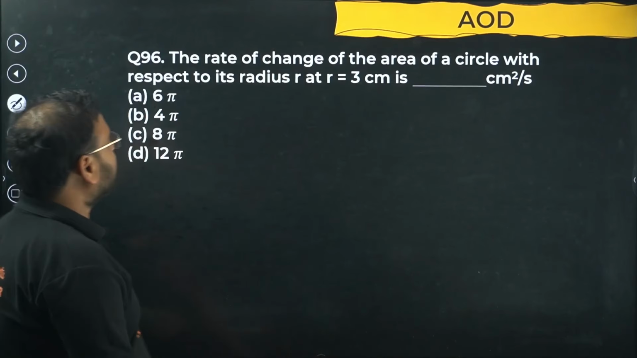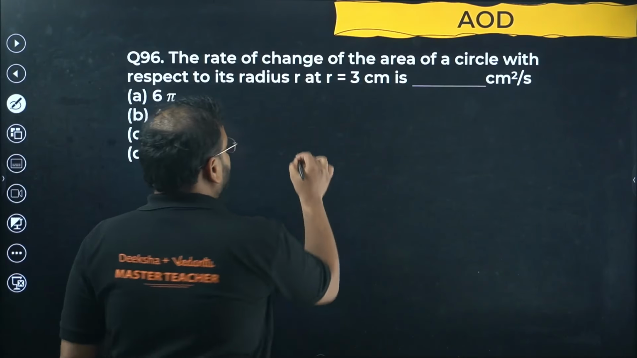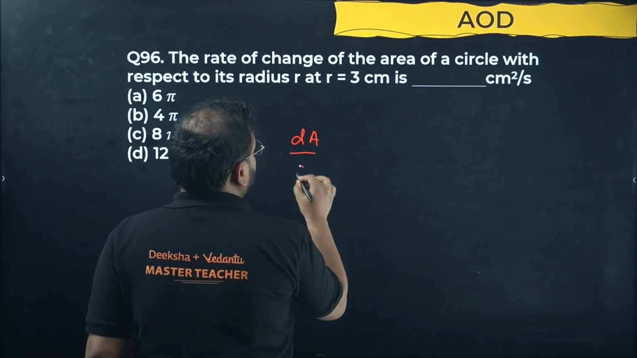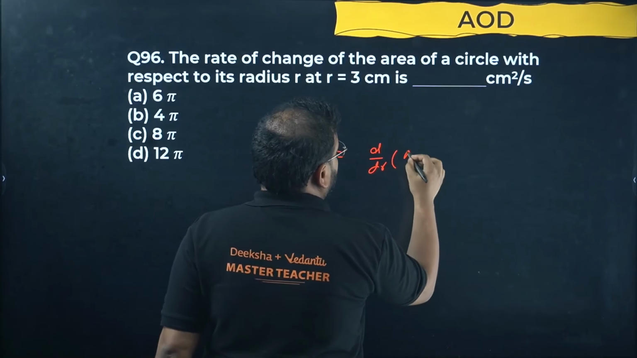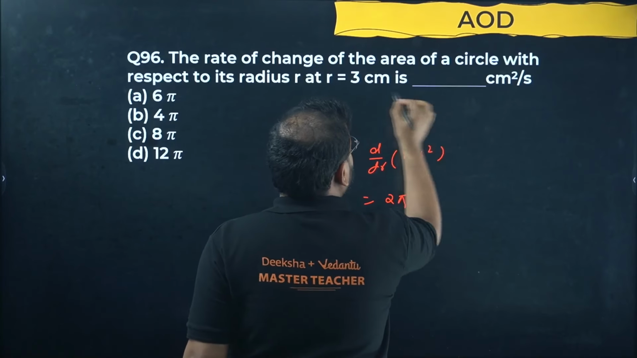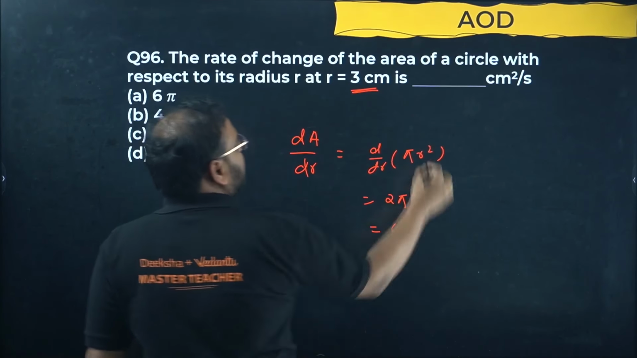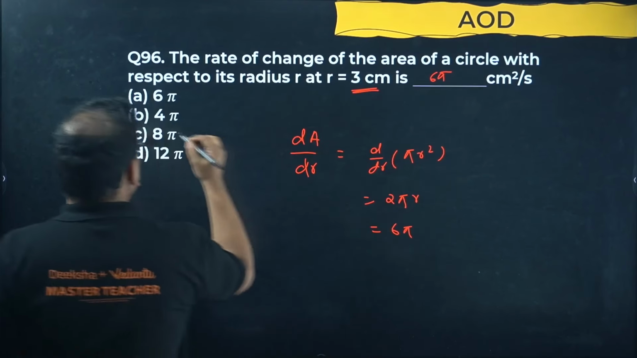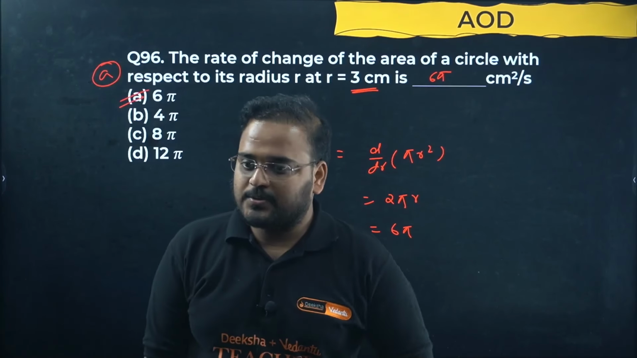Okay. The rate of change of area of a circle with respect to its radius. They are saying dA by dr. Differentiate that, derivative of pi r square. Answer becomes 2 pi r. R value is given as 3 centimeters. So it becomes 6 pi. That's your result. Option is A. 96, option is A.